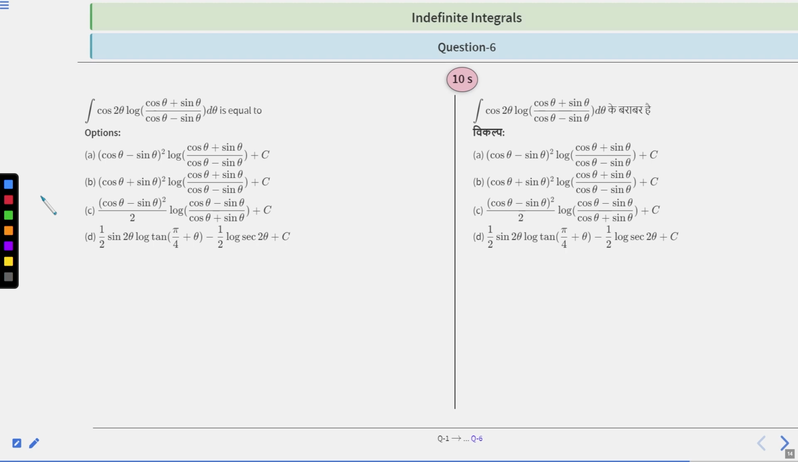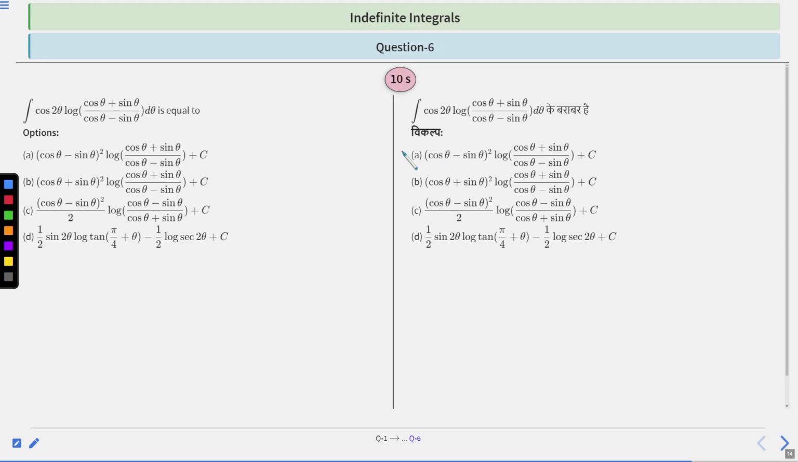Fine. Now let's move to the next question, question number 6, which says integration of cos 2 theta into log ((cos theta plus sin theta) upon (cos theta minus sin theta)) d theta is equal to. So see, how can you approach this question? Again, this is in a very lengthy form. You can try to simplify this form and try to make some substitutions, so that the integral becomes of the form f(theta) d theta, right? You have 10 seconds to think about this question. After 10 seconds, we will discuss the solution.